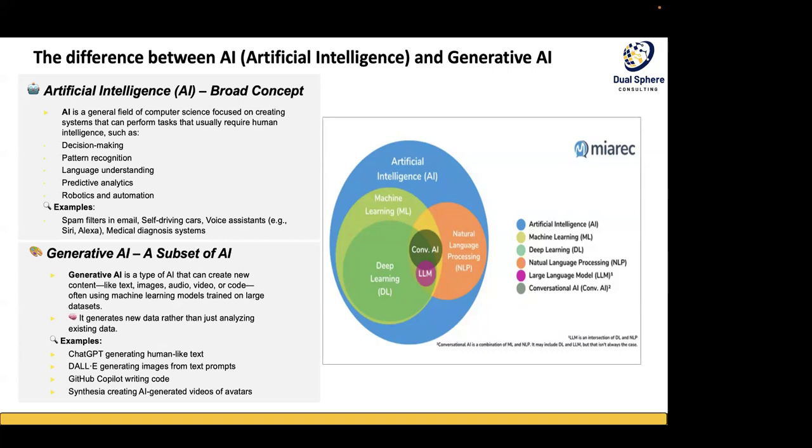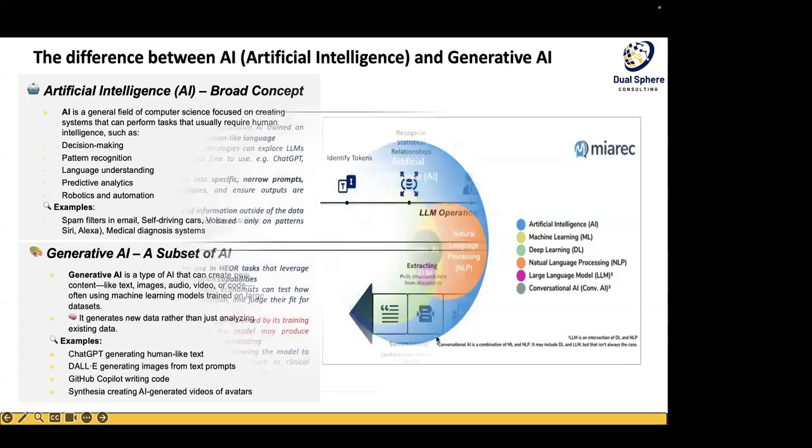Now coming to what is generative AI. It is a type of AI that can create new content like text, images, audio, video, or code. Examples of generative AI are ChatGPT, Copilot, and many others. As we were saying, AI is a broader umbrella. Within it there is ML, machine learning, deep learning, and natural language processing. And conversational AI and large language models overlap using these techniques.